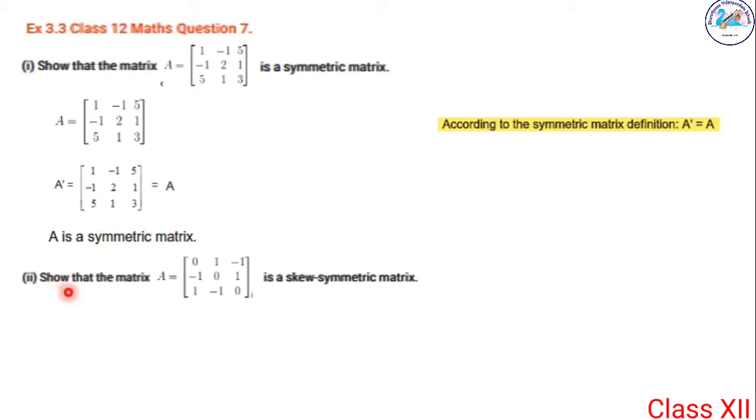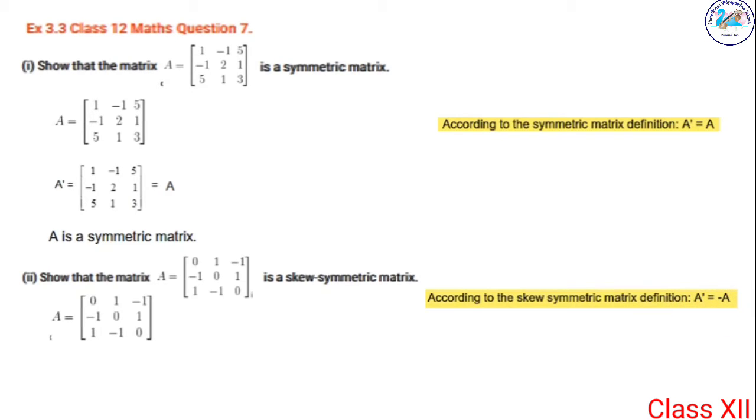Now move on to the second question. Show that matrix A is equal to 0 1 minus 1, minus 1 0 1, 1 minus 1 0 is a skew symmetric matrix. We have to prove that this matrix is a skew symmetric matrix. Simple. We have to recall the condition. Skew symmetric matrix condition is A dash or A transpose is equal to minus A. A transpose is equal to minus A.